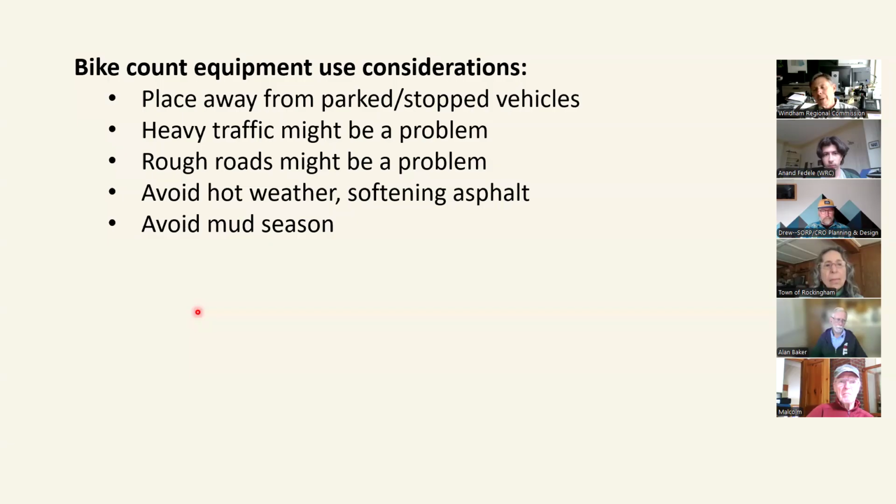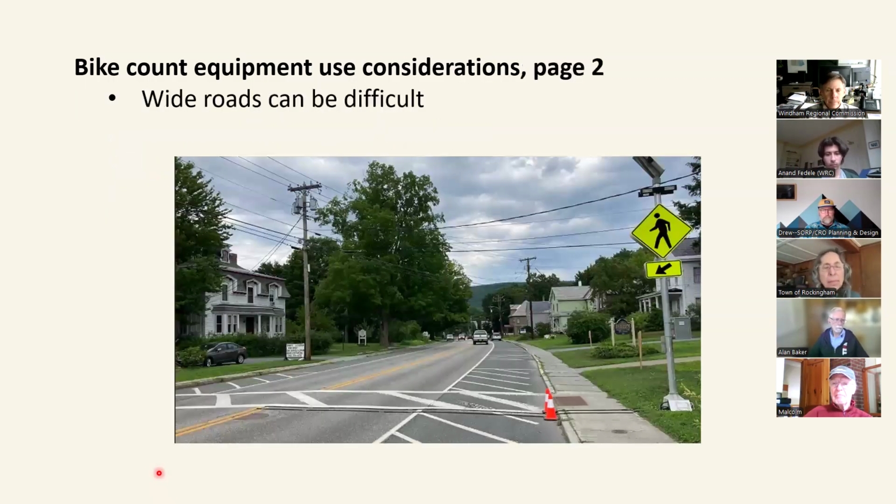Also, we found out putting them out in hot weather can be difficult. Anything about 85 or 90 degrees or more can be pretty challenging. The asphalt can get pretty soft and the tubes can melt into it. Same thing in mud season, that can be problematic too. But anything outside of downtown with roads that don't get a ton of traffic, which is most of our roads other than a lot of the state highways, we can get some pretty good data with it.